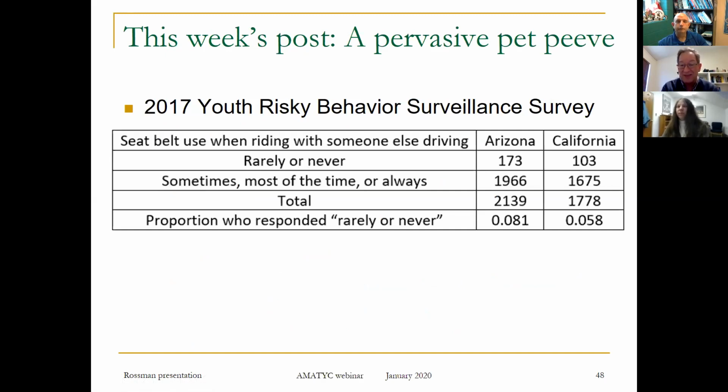Let me show you the highlights of this week's blog post from 2 days ago. I present data from the Youth Risky Behavior Surveillance Survey, comparing Arizona youth with California youth. The question here was, how often do you wear a seatbelt when you're riding with someone else driving? And the options were rarely, never, sometimes, most of the time, or always. We're classifying rarely and never together. It turns out about 8% of Arizona teenagers said rarely or never, but less than 6% of California teenagers did. So let's take the difference between those 2 proportions. We get 0.023.